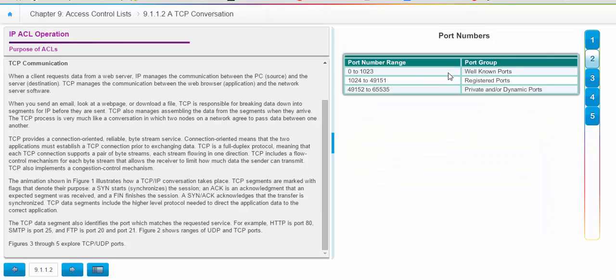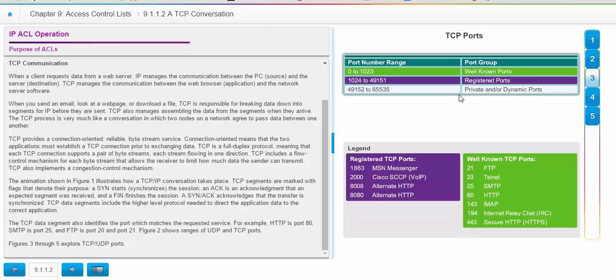We can also look at the known ports. 0 through 1023 are considered well-known ports. 1024 to 49151 are registered ports, and 49152 to 65535 are private or dynamic ports. If we break that down a little bit more with our well-known ports, 21 is for FTP, 23 is Telnet, 25 is SMTP, 80 is HTTP, 143 is your IMAP, 194 is your IRC or Internet Relay Chat, and then 443 is your secure HTTP.